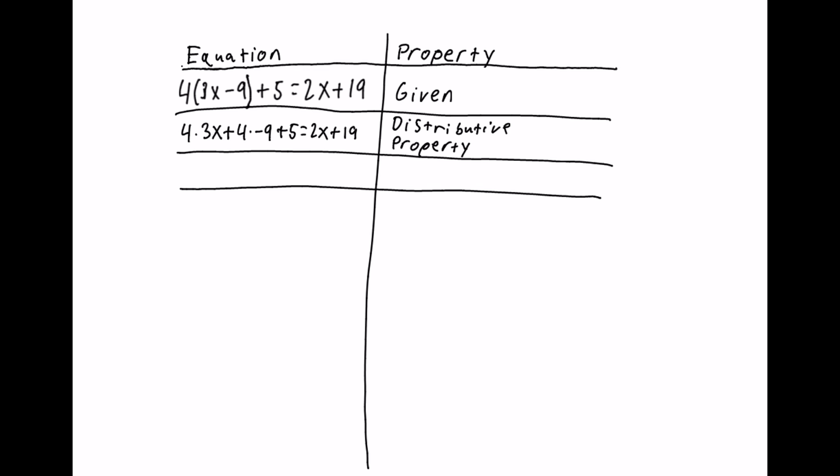Alright, so next we have 4 times 3x and 4 times negative 9. Let's do those out. So that'll give us 12x, and then 4 times negative 9 will give us a negative 36. And then we have the plus 5 here equals 2x plus 19. And we just did the math out, so substitution property of equality.